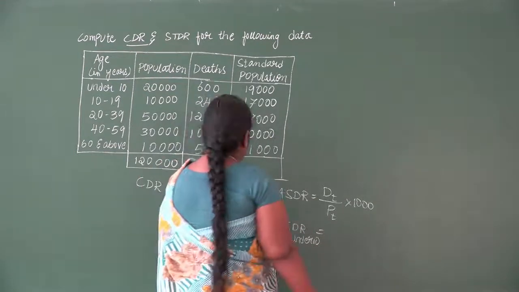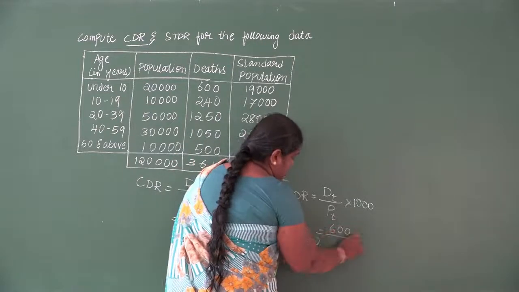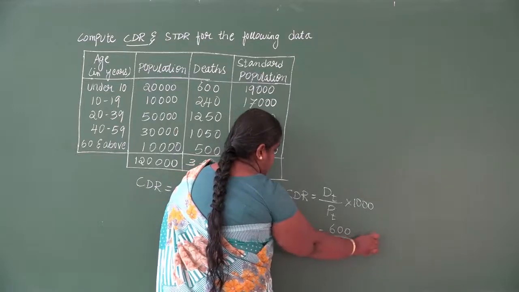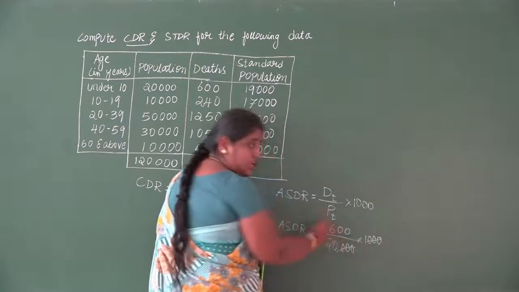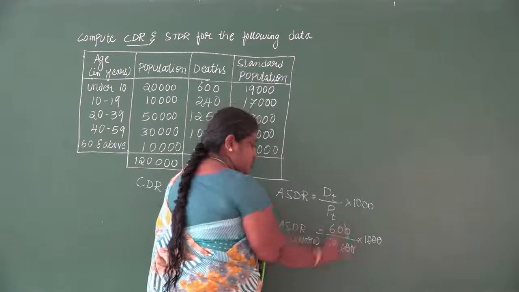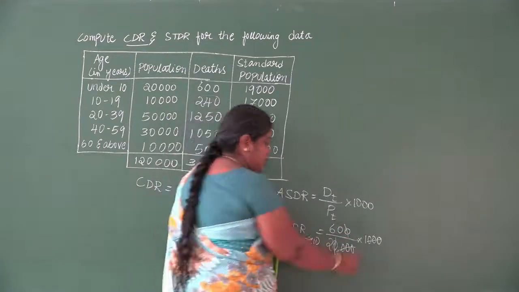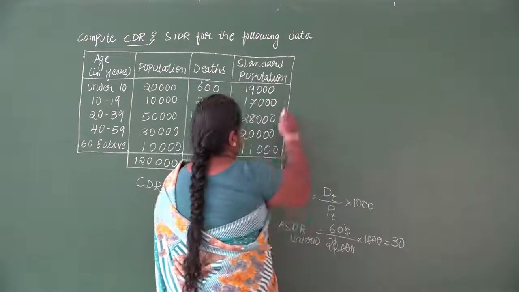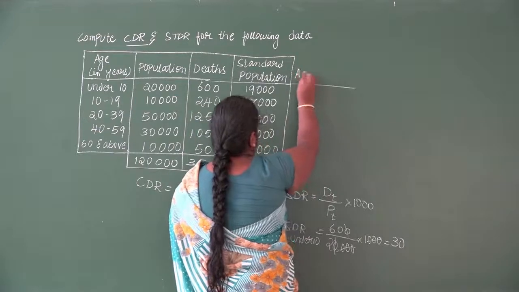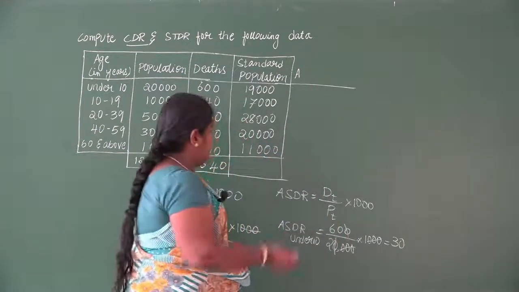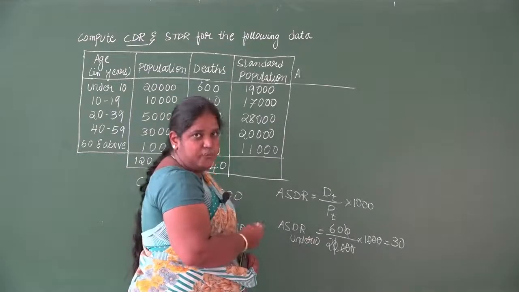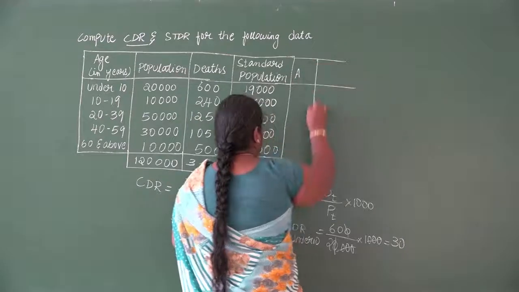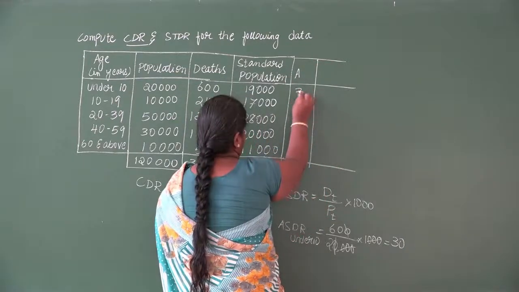So ASDR for the age group under 10 we will calculate. It is 600 divided by 20,000 into 1000. Again cancel this 1,000 and 1,000 terms. 0 and 0 you can cancel. 60 divided by 2 you will get, which is 30. So make the next column as A. So ASDR value, it is A. Here it is not mentioned population A or B, but we'll take it as A itself. So ASDR will be mentioned as A. So the first value is 30.